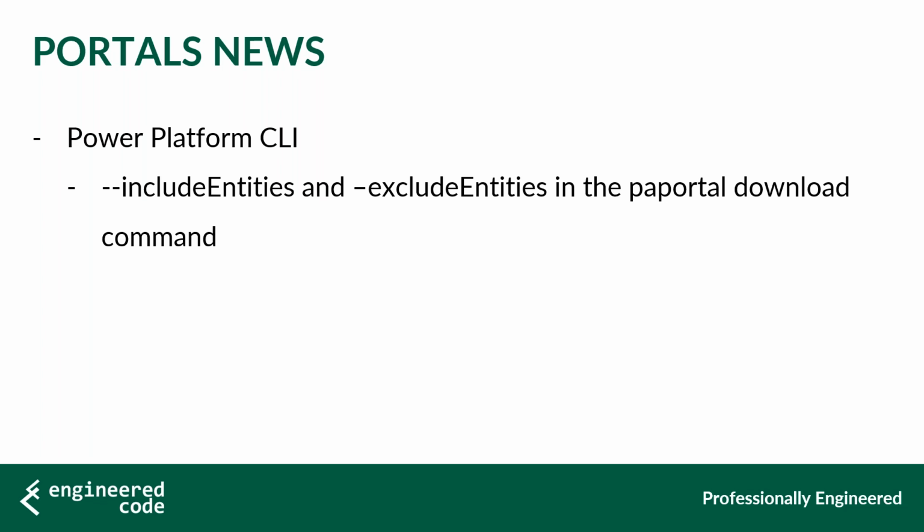This means we're one step closer to what we have with the configuration migration tool, where we have a lot of control. This gives us one more step. Hopefully the next thing they've got coming down the pipe is the ability to apply even more filtering by FetchXML, because there's certain times where you don't even want all of one table, you want just certain records of one table, and so FetchXML is a great way to limit that. So hopefully that's coming down the pipe. But at least for now, we do have the ability to include or exclude certain tables in the download command.